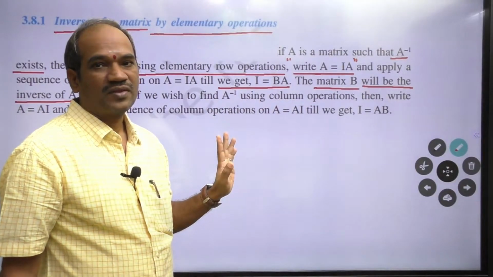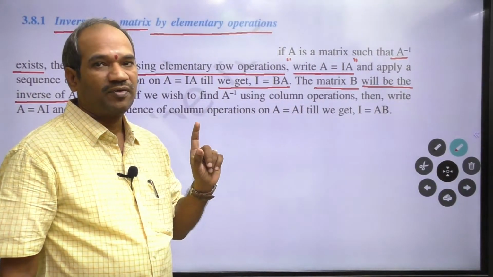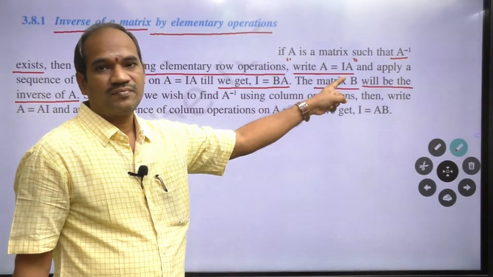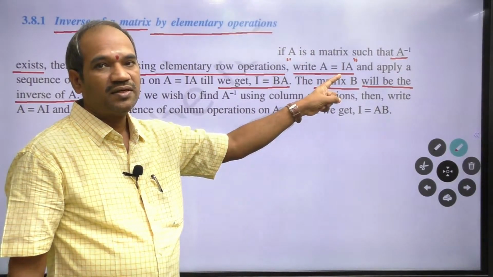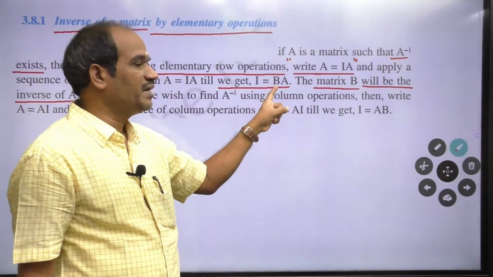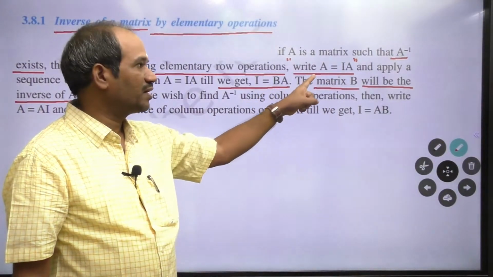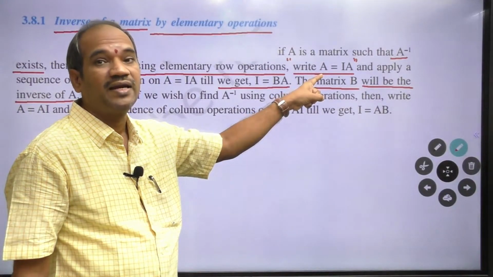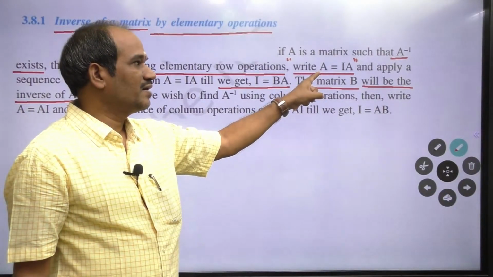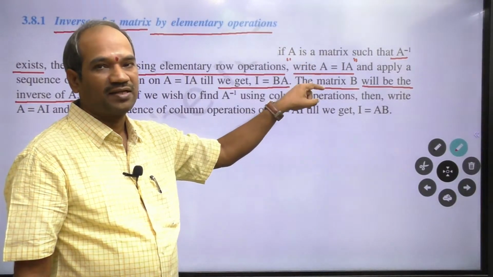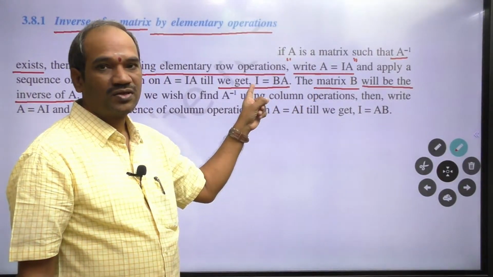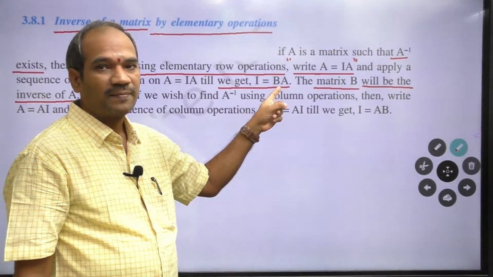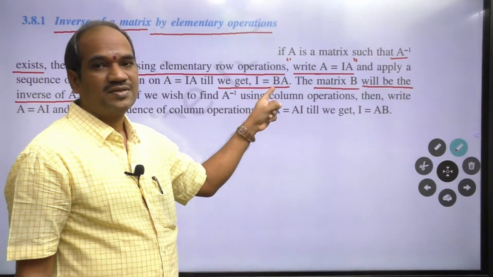First, the given matrix can be written as A is equal to I into A. Next, apply a sequence of row operations till we get I is equal to BA. So here we are converting this matrix A into the identity matrix, till we get I is equal to BA. So B will be the inverse of A.